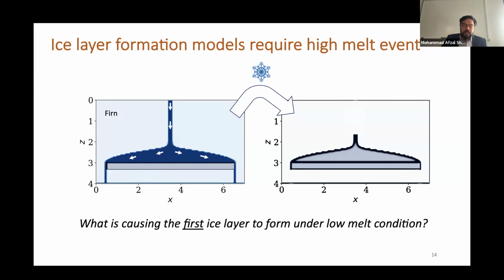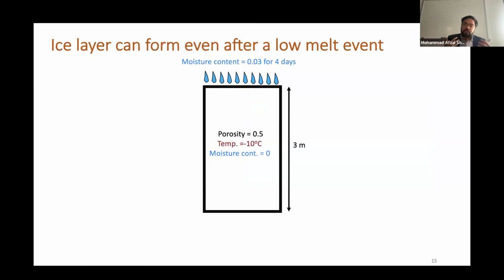And to answer that question, I went back to the more sophisticated hydrofirn model, and there, in one dimension, without any assumptions at this point, I assumed an idealized firn with porosity 0.5, temperature minus 10 degrees Celsius everywhere in this firn, and moisture content being 0.